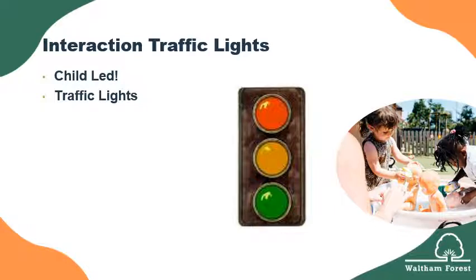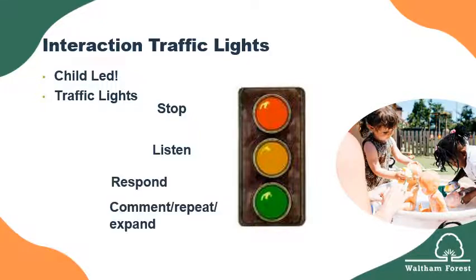It's important to think about the way that you interact and respond to children. This traffic light image can help us to do that. So first of all, think about stop and listen. This means observing what the child is interested in and what level of language they are using. Wait for them to start the interaction in time rather than you jumping in. And then respond. And when you respond, use commenting, repeating, and expanding. We'll go into this in a bit more detail on the next slides.